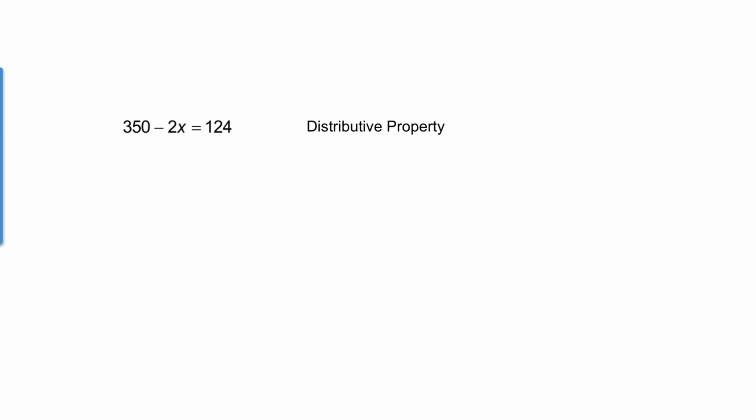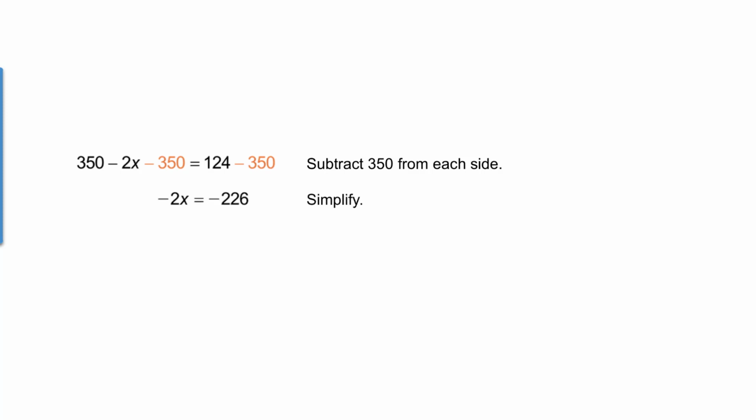Now we'll use inverse operations. Subtract 350 from each side. 350 minus 2x minus 350 equals 124 minus 350. On the left, we're left with negative 2x, and on the right, negative 226.